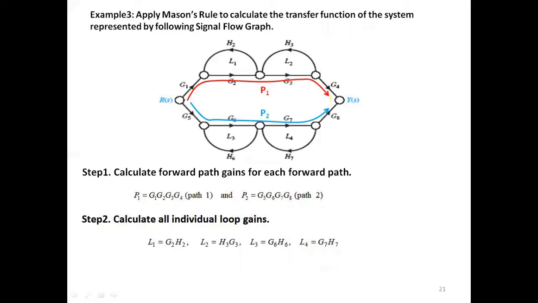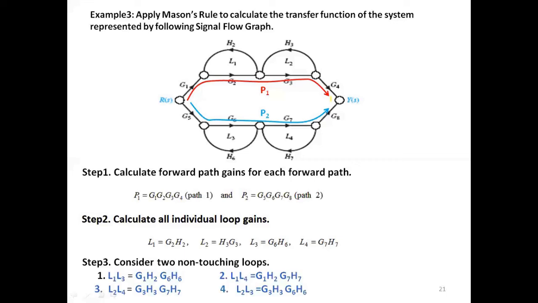We have four individual loops here, L1, L2, L3 and L4. So the loop gains are given by L1 equal to G2H2, L2 equal to H3G3, L3 equal to G6H6 and L4 equal to G7H7. Then we have to consider the combinations of two non-touching loops. We have to inspect the signal flow graph and identify the two non-touching loops.